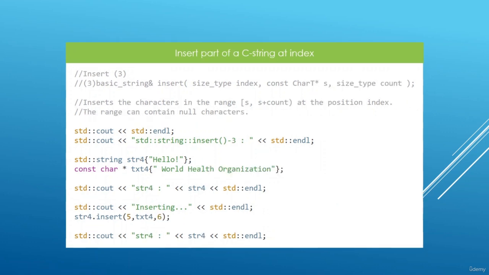We have another version that is going to insert part of a C string starting at a given index, and the example here is going to drive this home. We have hello again, and we have a const char pointer, which is a C string, and we are saying insert at index 5, so we're going to go back and hunt down this exclamation mark, and we're going to insert in front of it. What we're going to insert is going to be part of txt4, and we are going to grab the first 6 characters. So we are going to insert world, and we're going to say hello world if we print this thing out. This is how this thing is going to work.